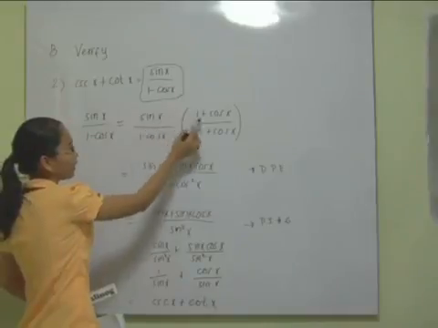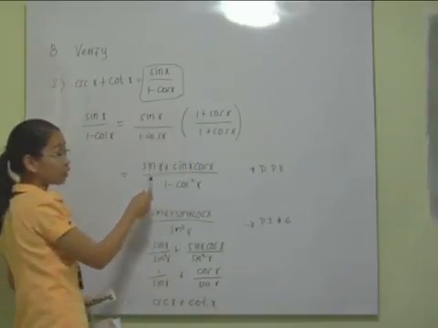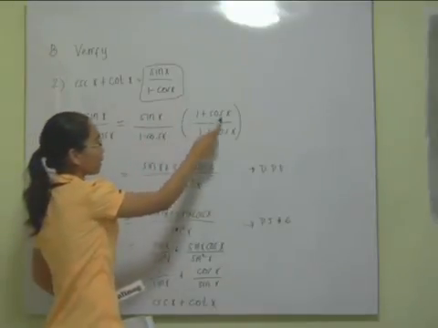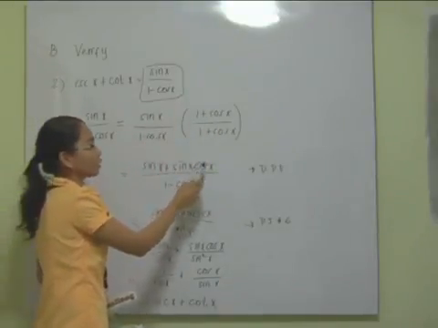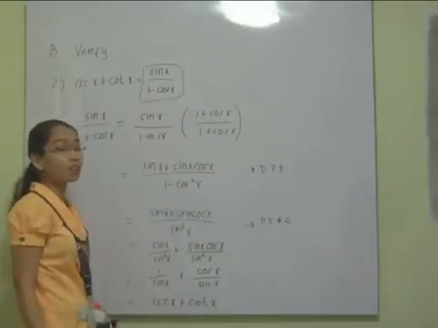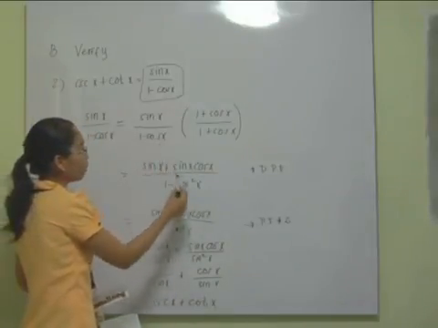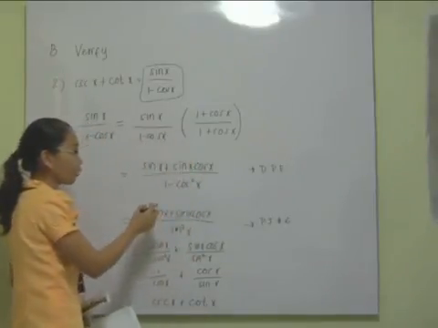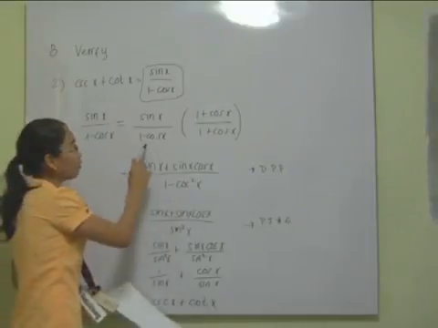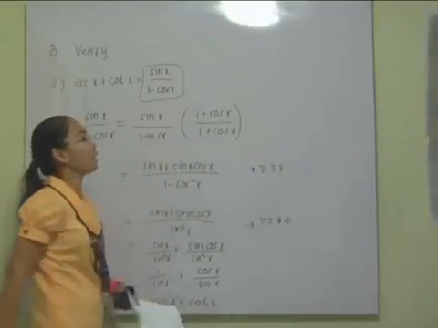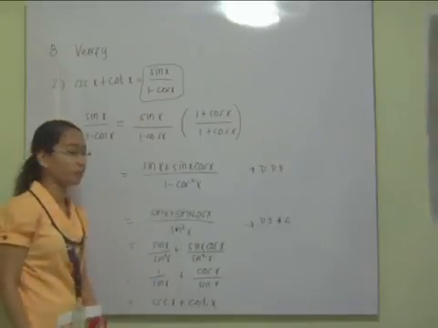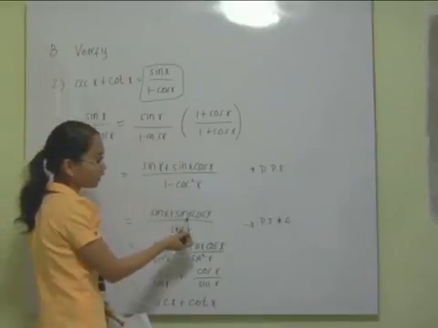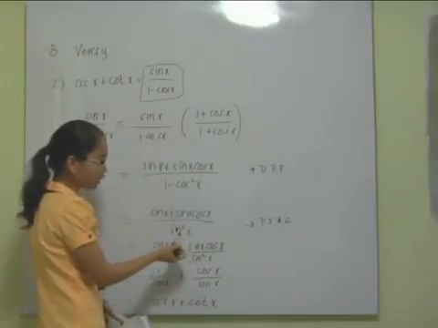Now we distribute sine x to this one. It will result in sine x times 1, that is sine x, plus sine x times cosine x, by the distributive property, over 1 minus cosine squared x. 1 times 1 is 1 squared, which is just equal to 1, then minus cosine x times cosine x, that is negative cosine squared x. Then we can simplify this as sine x plus sine x times cosine x over sine squared x.